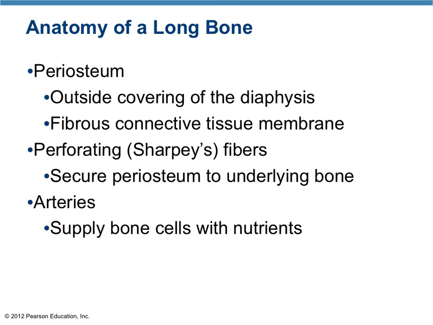The covering of the diaphysis is called the periosteum, and it's just fibrous connective tissue that is on the surface of a bone. If you've seen a dried bone, this is usually missing. It's secured to bone by perforating or Sharpey's fibers, and they just secure the periosteum to the bone. Your bone also has a lot of arteries because bones have a very good blood supply, and that supplies the bone with nutrients.